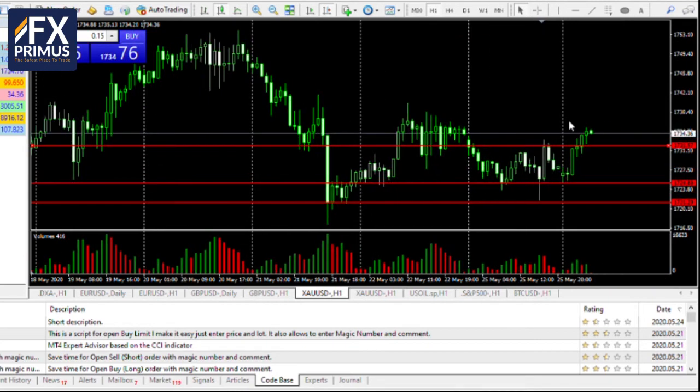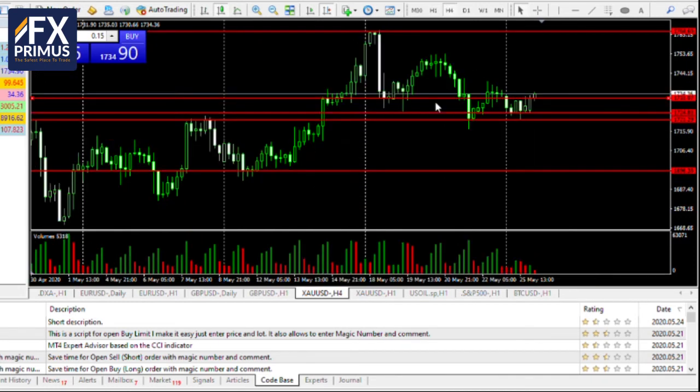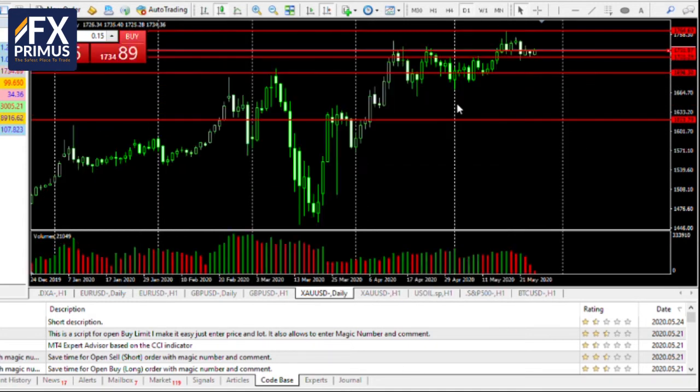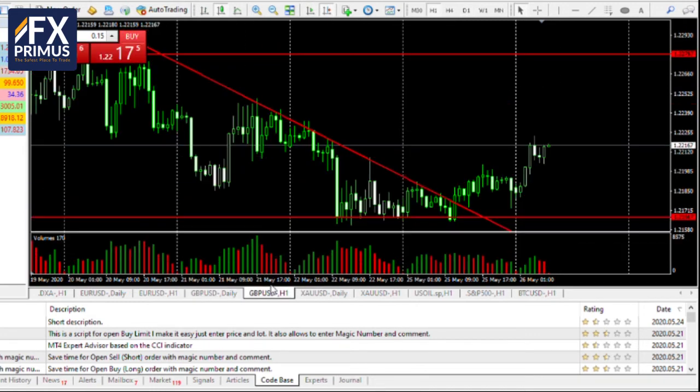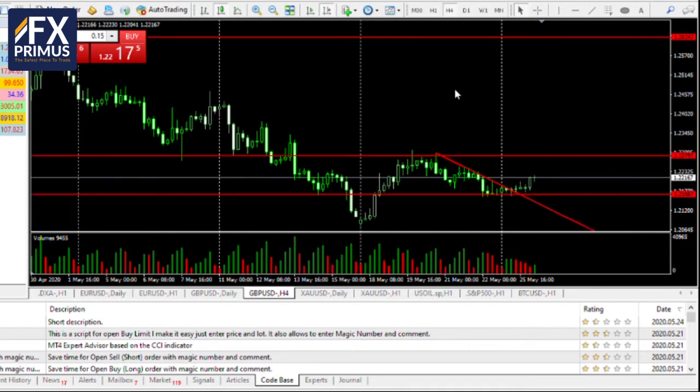$8.90 at the moment. You can see even on the H4 charts, it is consolidating at the moment. D1 looks like this. It is thinning out, so we are still waiting to see whether it will move higher or lower. Let's have a look at the UK pound on the H4 charts.